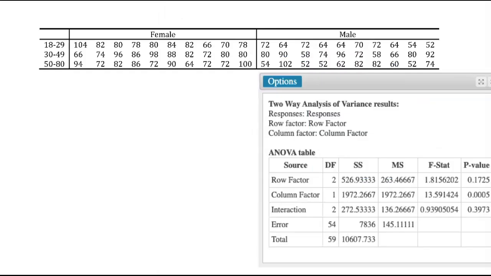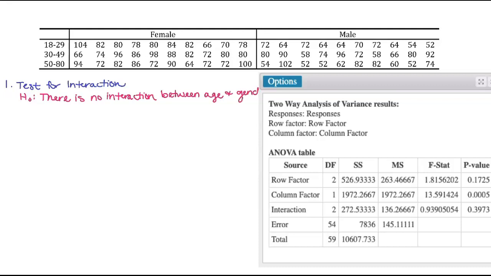The first step in this process is to run a test for interaction. If the two factors interact, it will not be appropriate to proceed with testing for row and column effect. So this is an important first step. With this test, the null hypothesis is that there is no interaction between age and gender, and the alternative hypothesis is that there is an interaction.